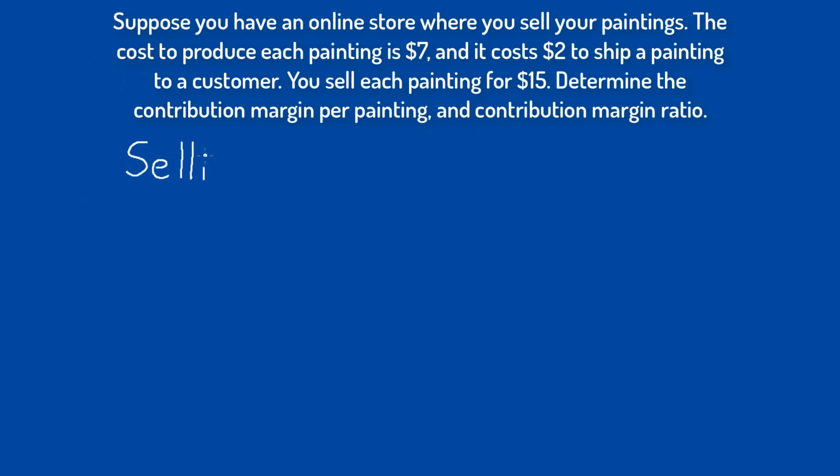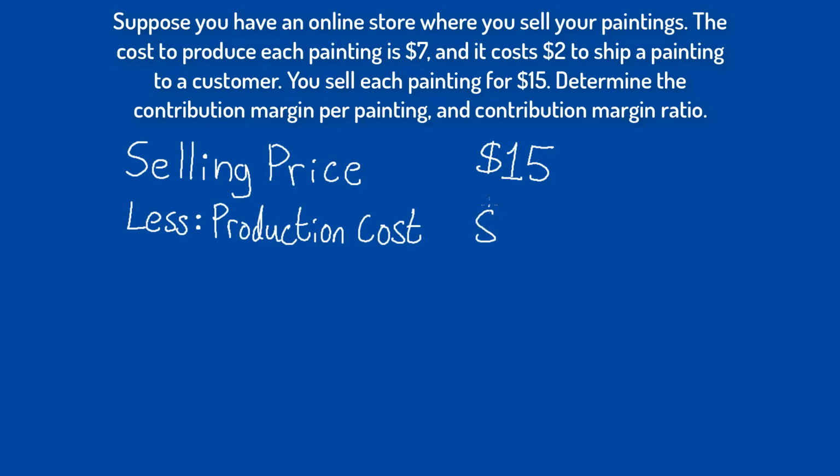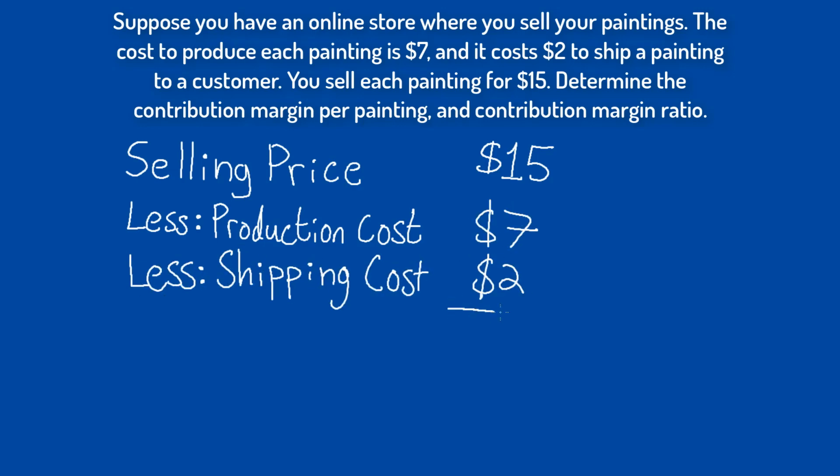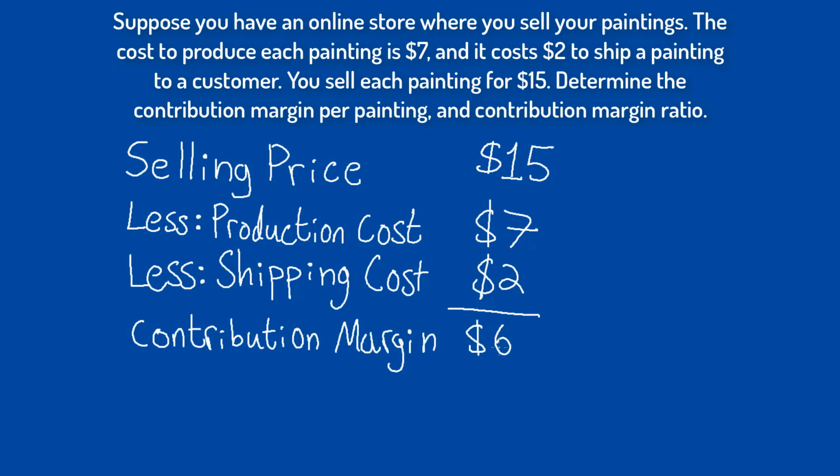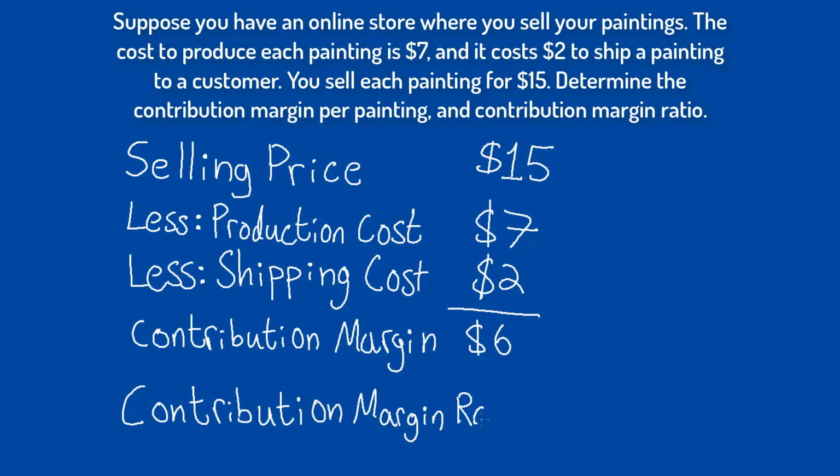You first begin with the selling price per unit, which is $15, and then you subtract the variable costs, which include the $7 for production and $2 for shipping costs, giving you a contribution margin per unit of $6. Now you can divide this $6 by the selling price of $15 to determine that the contribution margin ratio in this example is 40%.